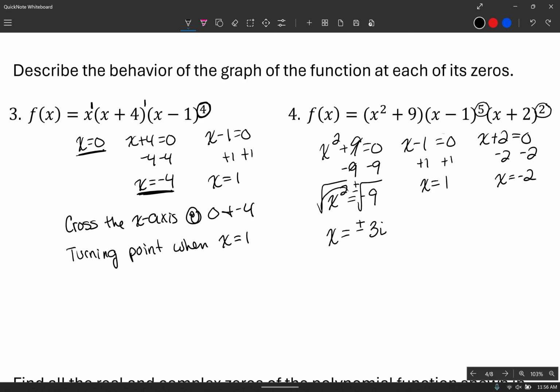So when I have an odd multiplicity, it's just going to cross over, so it crosses the x-axis at 1. And then I look at that x plus 2. It has a multiplicity of 2, so there's going to be a turning point when x equals -2.